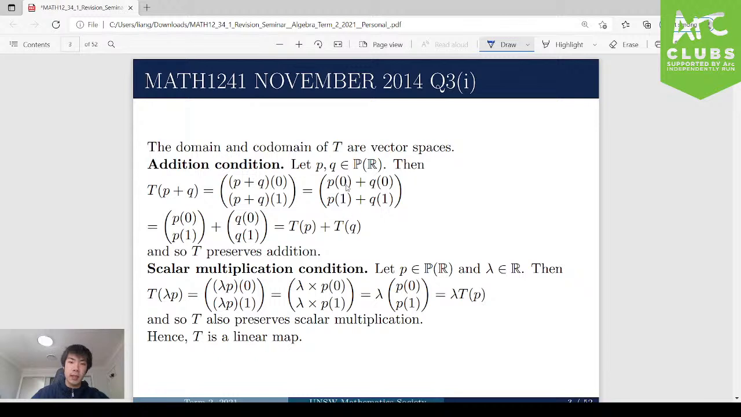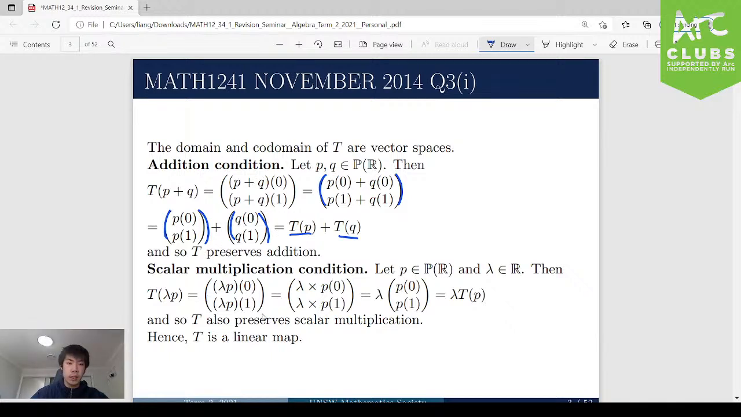But then by the linearity of vectors, you can split this into different vectors, like this. Then you have P0, P1 as one vector, plus Q0, Q1 as another vector. But then by definition, P0, P1 is just TP, and Q0, Q1 is just TQ. And so that has preserved addition.